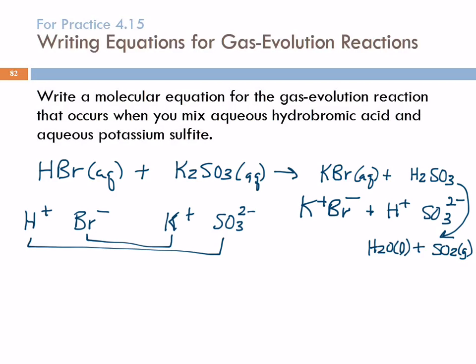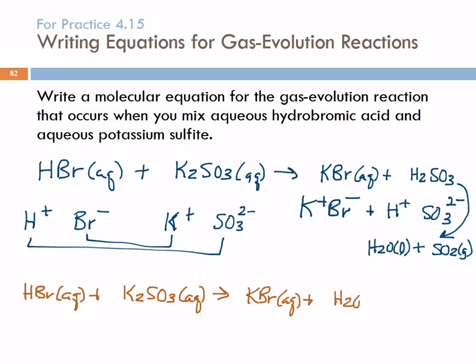So this is all very messy, so let's rewrite this and then make sure it's balanced. So we had HBr, aqueous, plus K2SO3, aqueous, forms KBr, aqueous, plus H2O, liquid, plus SO2, gas. I'm not going to write the intermediate, I'm going to write what it decomposes into. Then we need to balance it.